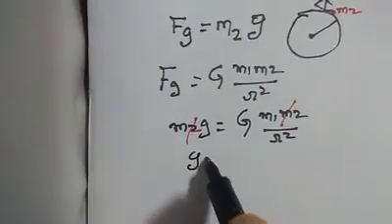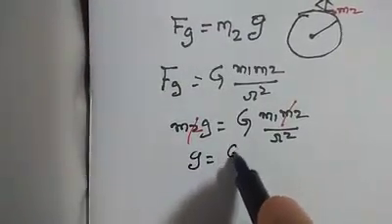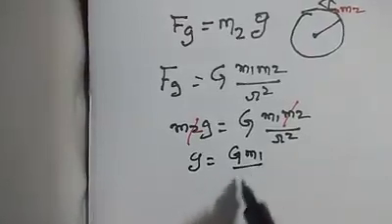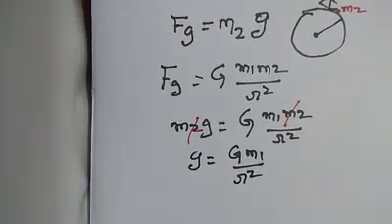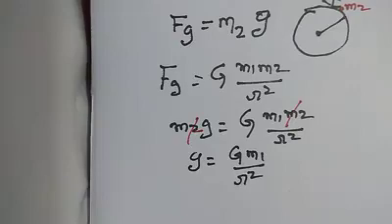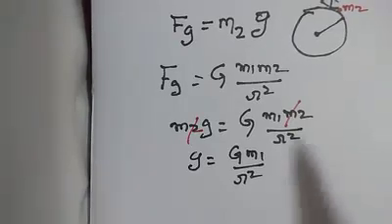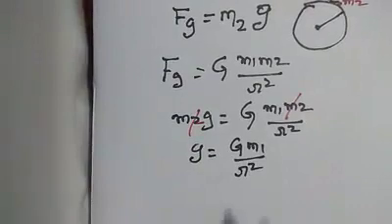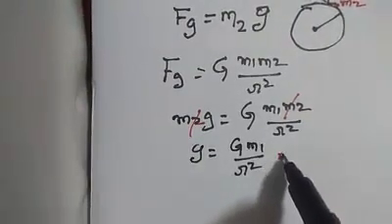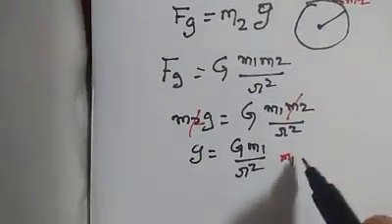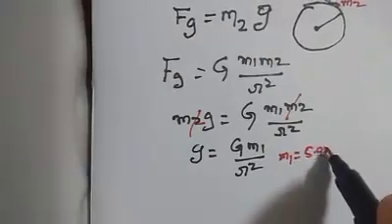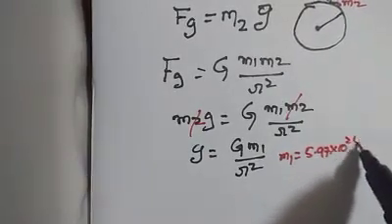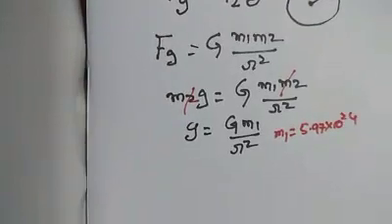What we are left with is g equals capital G M1 whole divided by R squared. Simple algebraic calculation, so we have arrived. Now this M1, we can rewrite as 5.972 times 10 to the power 24, which is the mass of Earth, which we already know. So this is the value.